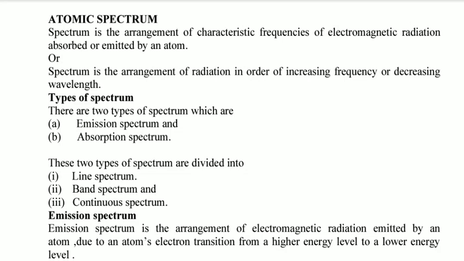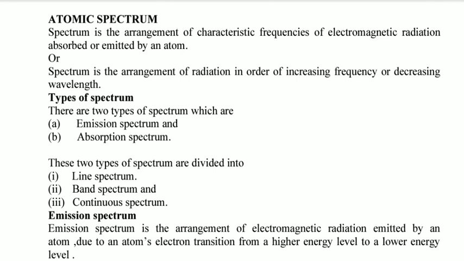Hello, my friend. Today I want to discuss the atomic spectrum. Spectrum is the arrangement of characteristic frequencies of electromagnetic radiation absorbed or emitted by an atom. So, based on this definition, spectrum can be radiations absorbed by an atom or radiations emitted by an atom.